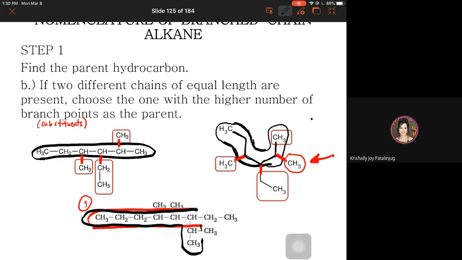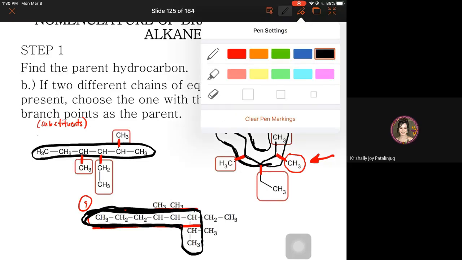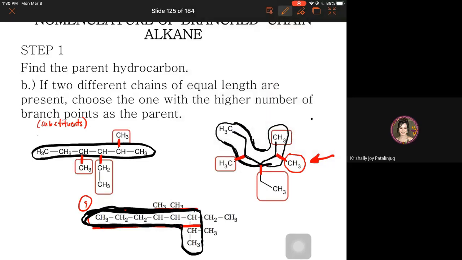Step 1 pa lang po tayo. Kasi, kung i-analyze the one highlighted with color black, meron siyang 4 na branches. Ito, another one, third, and fourth branch. Sanga mula sa parent. Okay? Sige. So that would be step 1. Finding the parent chain, the longest continuous chain of carbon atoms.